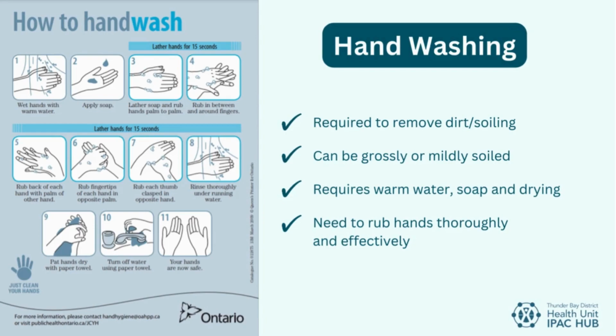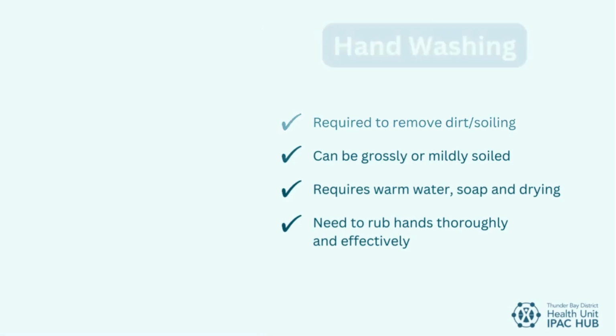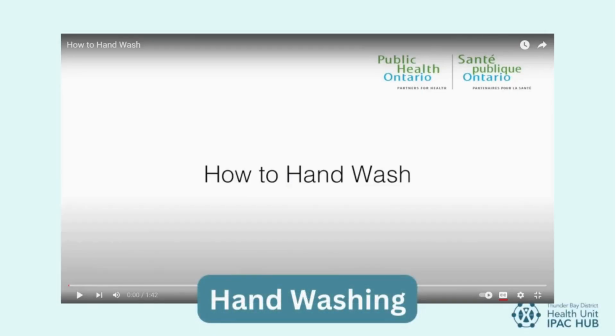Drying can't be skipped. Hands need to be dried using a single-use towel to help remove the microbes, which is the ideal method. The use of air dryers is not ideal in congregate living settings as they can spread aerosolized bacteria throughout the facility, which can then be transmitted to clients or staff members. We will now watch a video on the proper way to wash your hands.